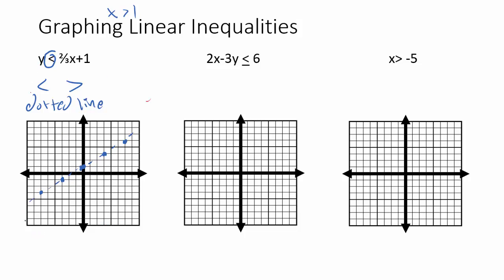So for this example, I'm just going to pick this point right here. You could pick any point you want. You could pick like 4, 1, you could pick anything. I'm going to pick 0, 0 though.